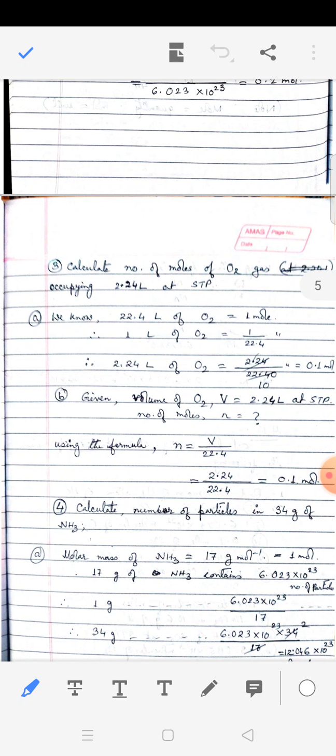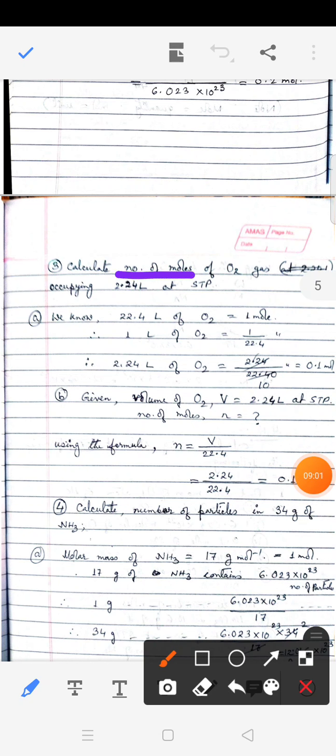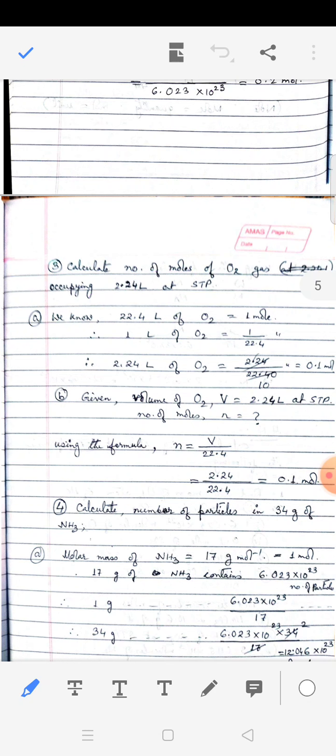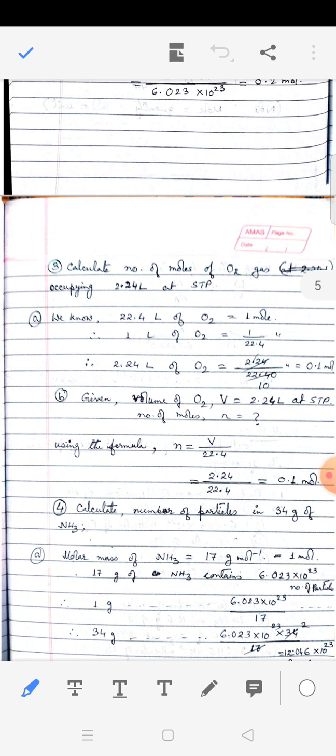Third one, let us see. Calculate the number of moles of oxygen gas occupying 2.24 liters at STP. So here what is given to me and what am I supposed to find out? I am supposed to find out number of moles, that is small n, and what is given to me? Volume V. So which relation I have to take? n equals V by 22.4. So if you use the statement, we know 22.4 liters of any gas at STP will be 1 mole. So 2.24 liters will be how much? And by using the formula n equal to V by 22.4, you see whichever way you do, the answer is coming to be same.